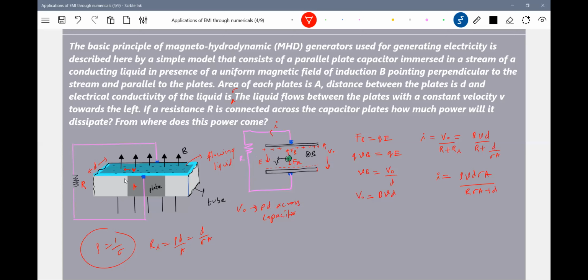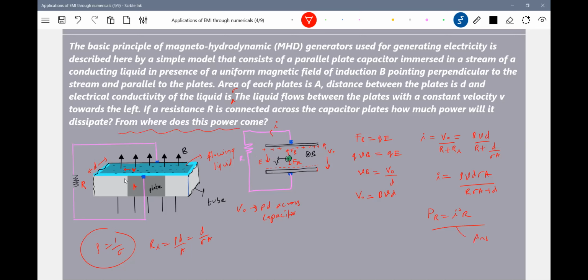Now what shall I do after this? It's asking how much power will it dissipate. I think it's quite simple, no? Power dissipated across the resistor equals I squared R. I'll square this, I'll substitute, I'll get the answer. Okay, last question. From where does this power come?